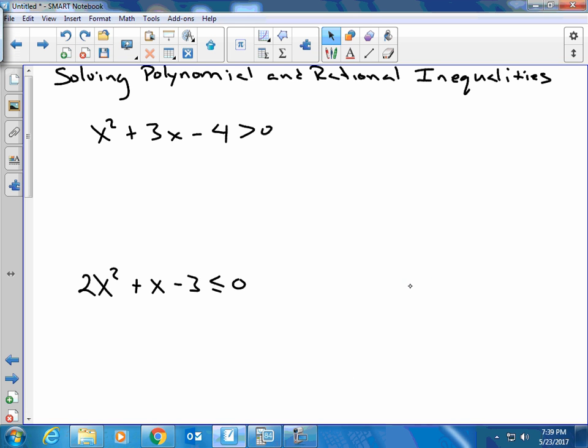Hello everybody. The plan for this recording is to talk through solving polynomial and rational inequalities. In previous videos we've talked about how to solve polynomial equalities or functions and how to solve rational functions. So now we're just going to take that to the next step and solve polynomial and rational inequalities. So that's kind of the plan for this recording. So let's get rolling.